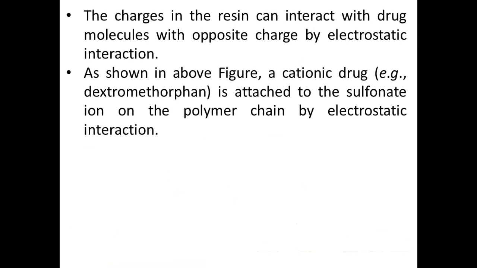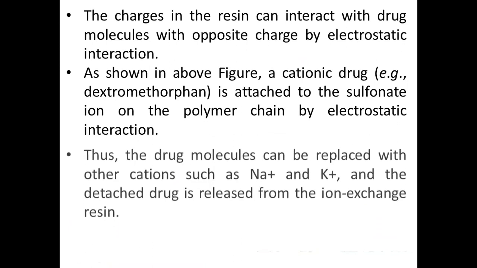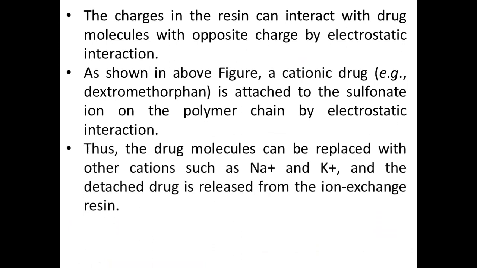As we have just discussed, suppose a cationic drug, dextromethorphan, is attached to the sulfonate ion on the polymer chains by electrostatic interaction. Thus the drug molecules can be replaced with other cations, such as positively charged ions like sodium or potassium, and they are detached and the drug is released from the ion exchange resin.